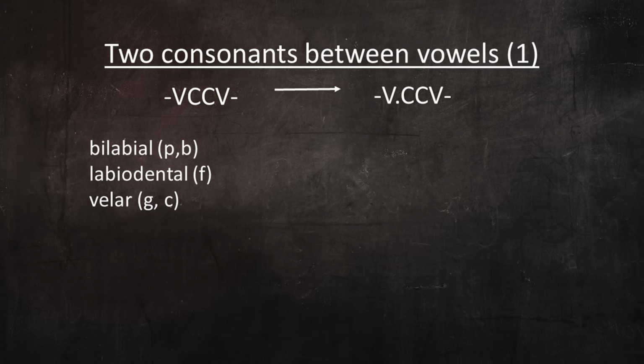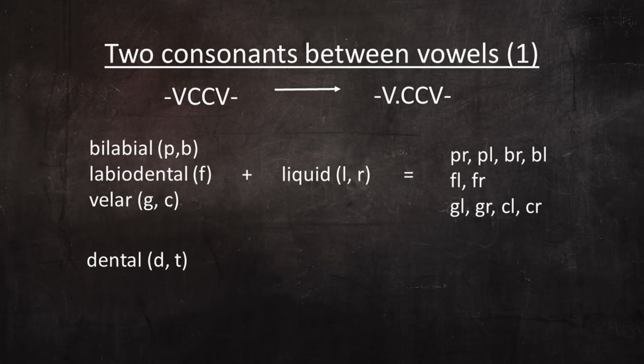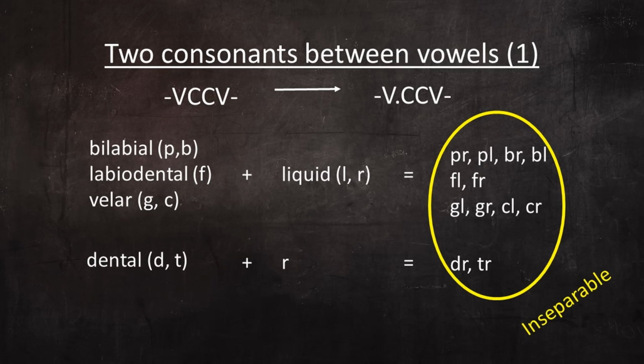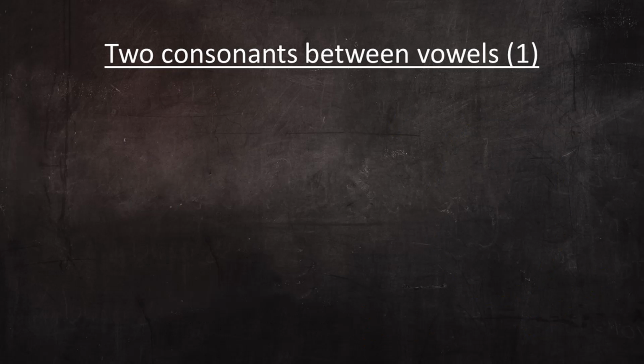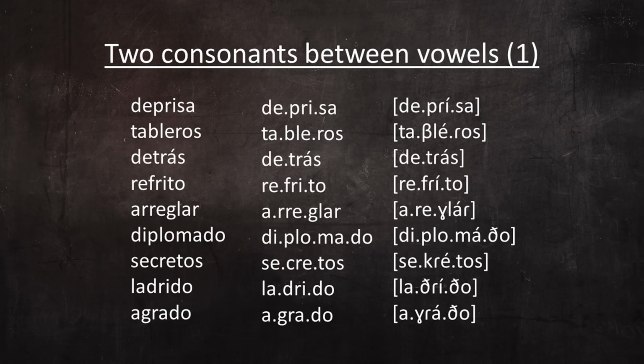Any combination of a bilabial, labiodental, or velar consonant followed by a liquid, or a dental consonant followed by R, is inseparable and is treated as a single consonant. Any of these combinations is grouped together with the following vowel and not the preceding one. So in a word like abre, the B and R are inseparable and are grouped with the E. A-bre, 2 open syllables, and not ab-re, where the first syllable would be closed. Pause the video and look at these additional examples.